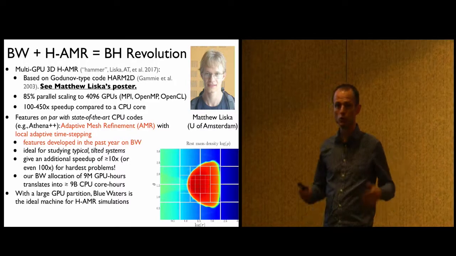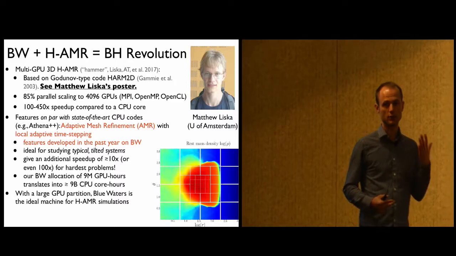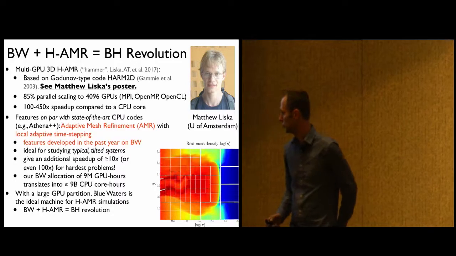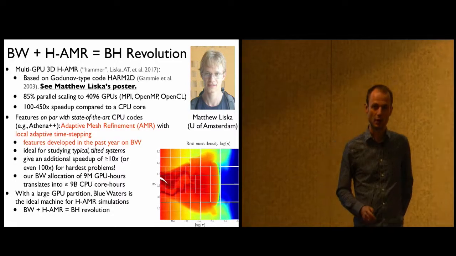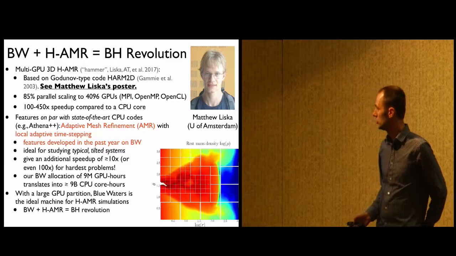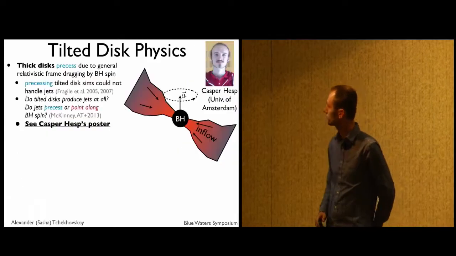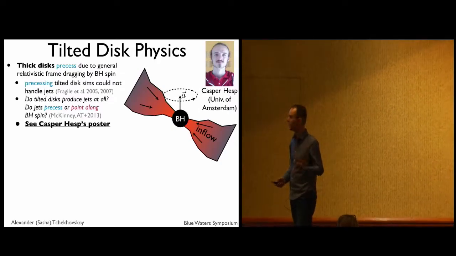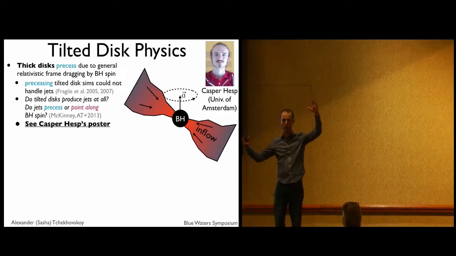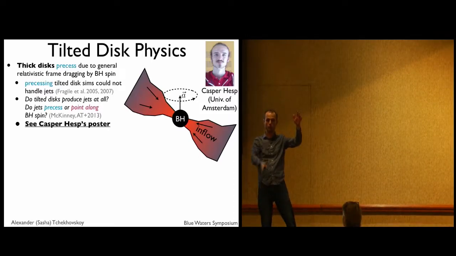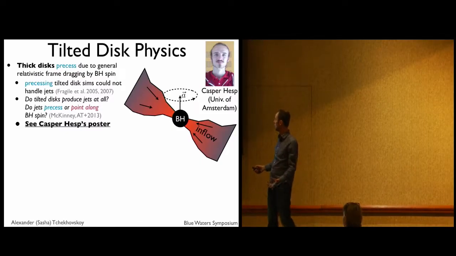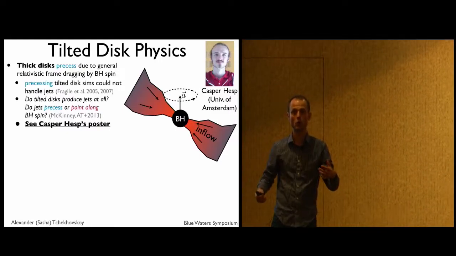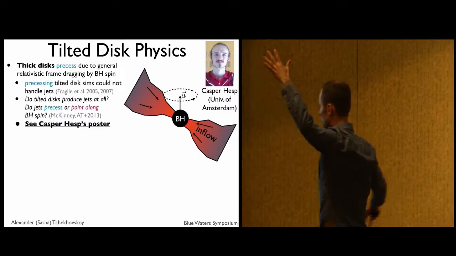So with the large GPU partition, Blue Waters is perfectly suited. It fits our code like a glove and allows us to get great results, as hopefully I will convince you in a moment. So what we're trying to get here is a black hole revolution using Blue Waters coupled with H-AMR. So what's the physics that we're trying to study here? What are the expectations? What are our priors? Well, if we put a thick accretion disk misaligned with respect to the vertical axis of the black hole spin, then the torques due to the space-time dragging by the spin of the black hole would cause this disk to precess. So this is what you're going to see.